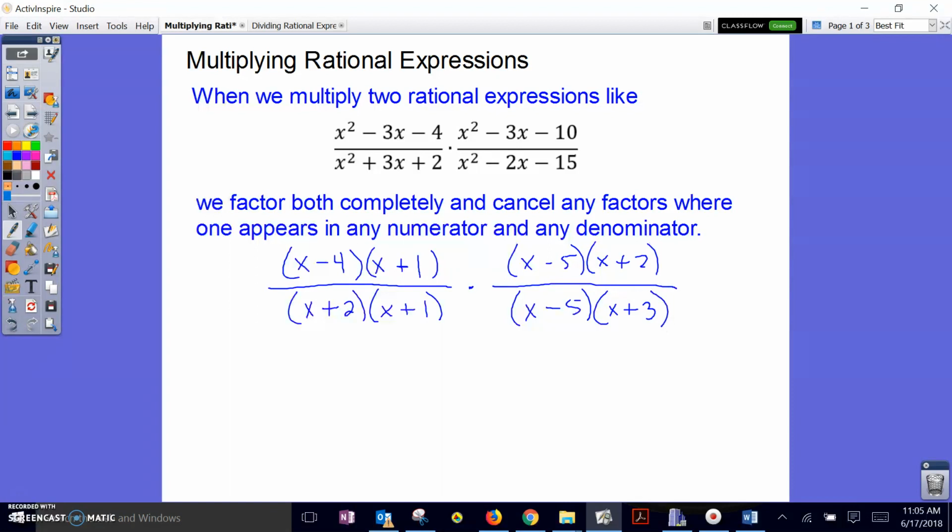And now we look for factors that appear in both the numerator and the denominator. We see an x plus 1 and an x plus 1. We see an x minus 5 and an x minus 5. And we see an x plus 2 and an x plus 2. One of each of those factors appears in numerator and denominator, and so we're going to cancel those matching factors out. And this multiplication problem ends up simplifying to x minus 4 over x plus 3.